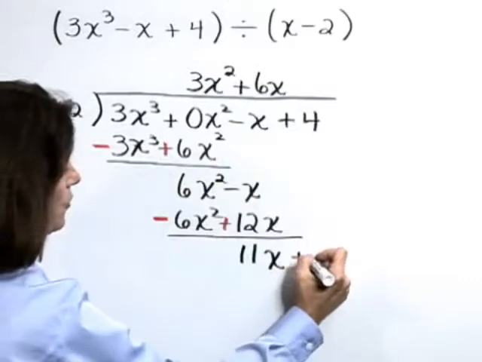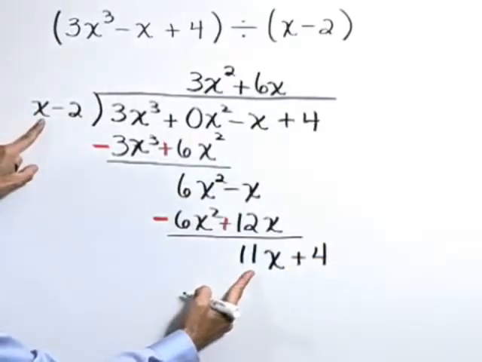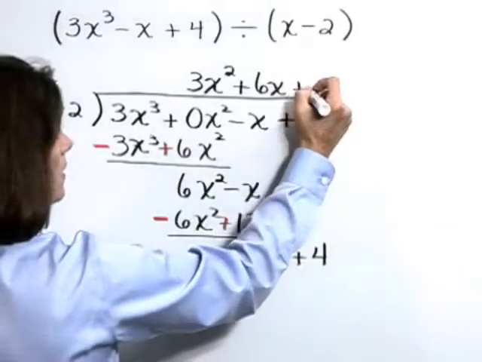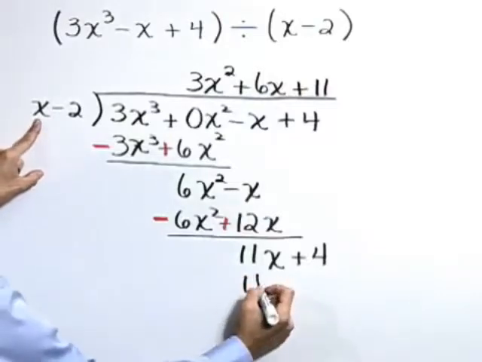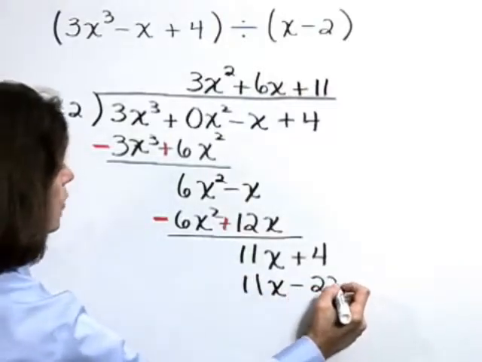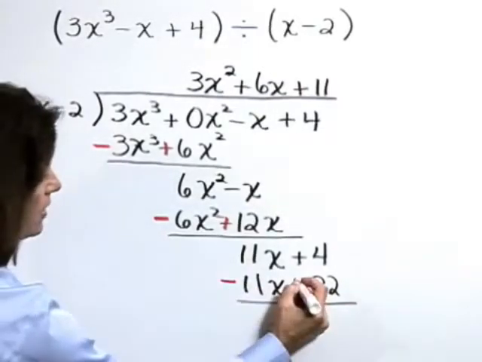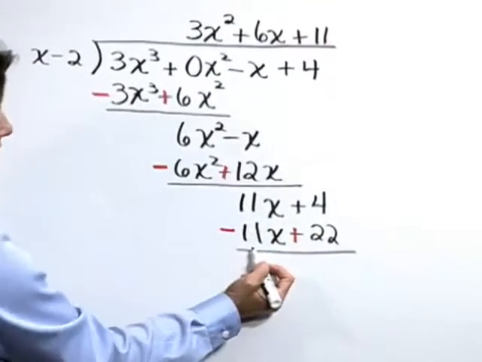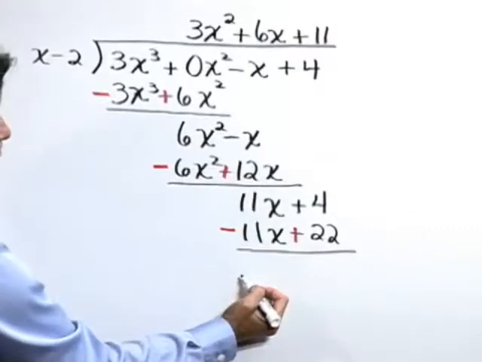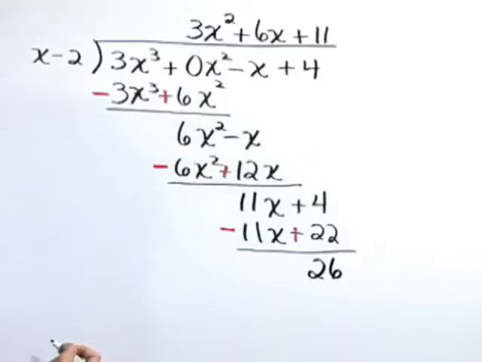Let's drop our last term, the plus 4, and do this one more time. x goes into 11x 11 times. Multiplying back, we get 11x minus 22. Let's subtract by adding the opposite or changing signs and adding. 11x plus a negative 11x cancels. 4 plus 22 is 26.